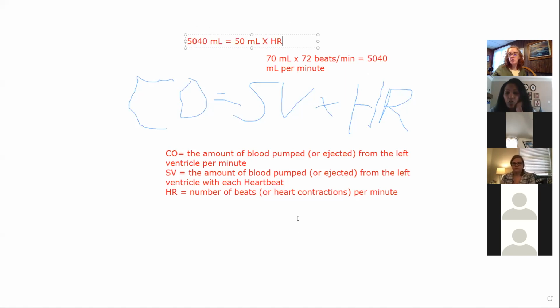I'm sorry, I didn't mean to cut you off. No, go ahead. I'm assuming we're just going off the basic normal, what we consider normal for men and women, which was the 5 liter and 5.5. Right. Normal is about 70 milliliters of blood as a stroke volume.